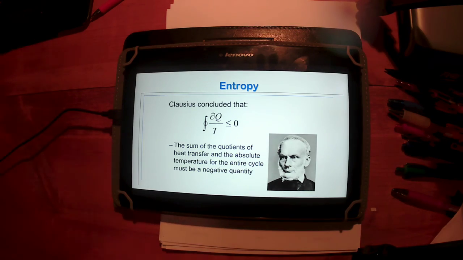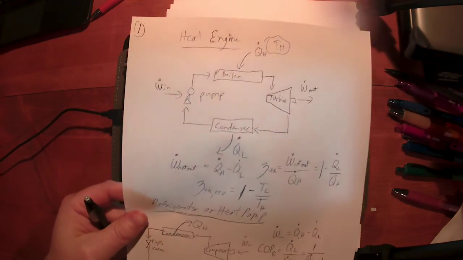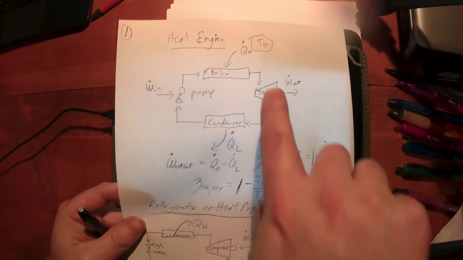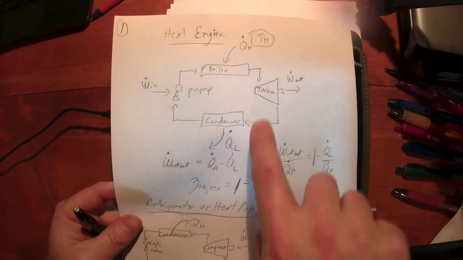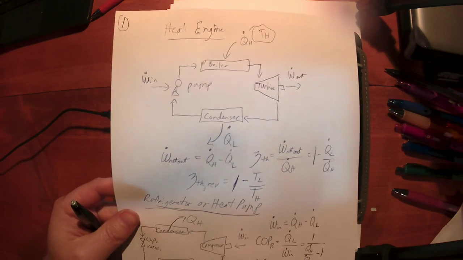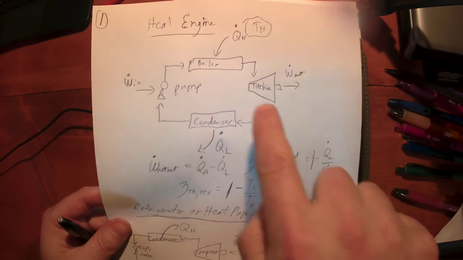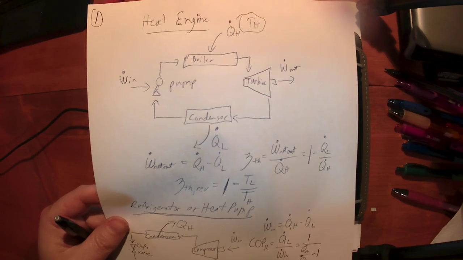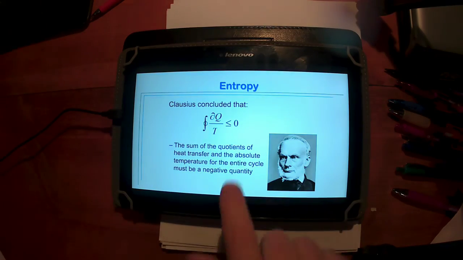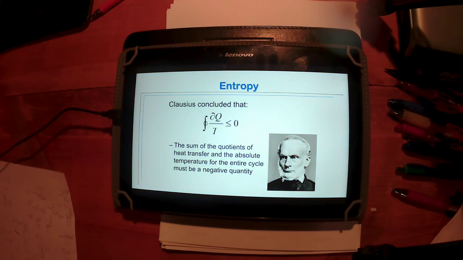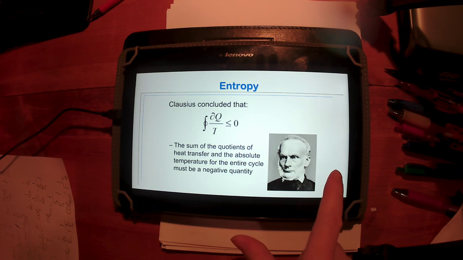Well, where do I have a cycle? Oh, here's a cycle where I'm adding heat at one temperature and I'm removing heat at another temperature. And what Clausius is saying is, if you go around this cycle, in this direction, and add up all the heats divided by the temperature at which they occur, you get this negative quantity. It can approach zero, but it's always negative.